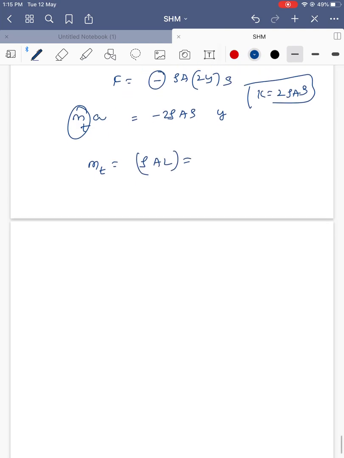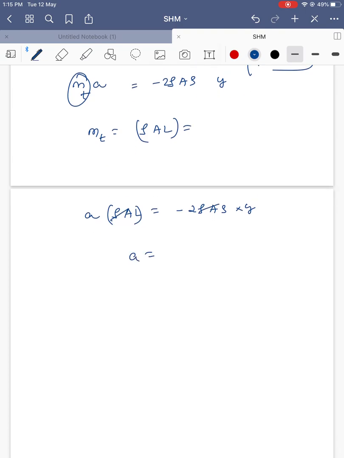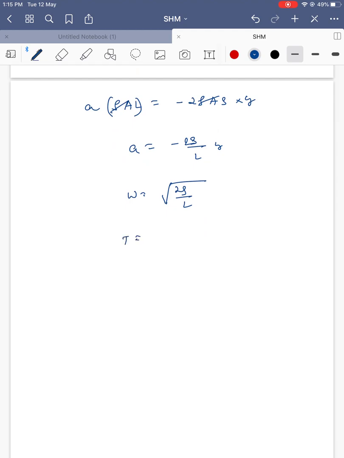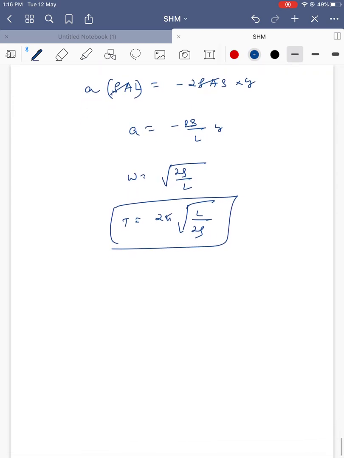So M total is rho of liquid, area into length, into small acceleration a, is equal to minus 2 rho A G into Y. Rho A gets cancelled and a is equal to minus G by L into Y. Okay, 2G by L into Y, I am sorry. So omega is equal to square root of 2G by L. The time period is equal to 2 pi by omega. So the time period is different from the previous expressions which we got.